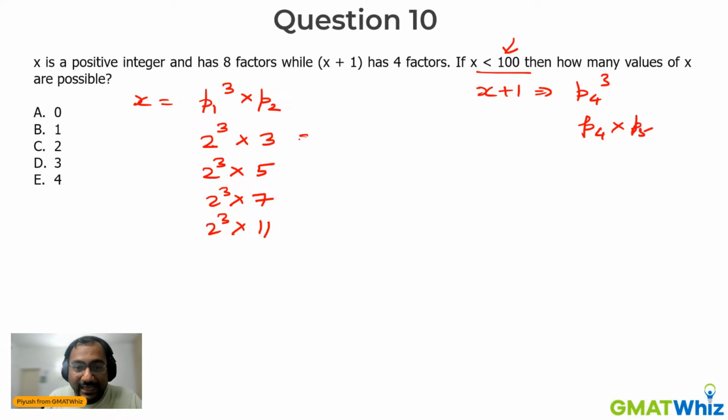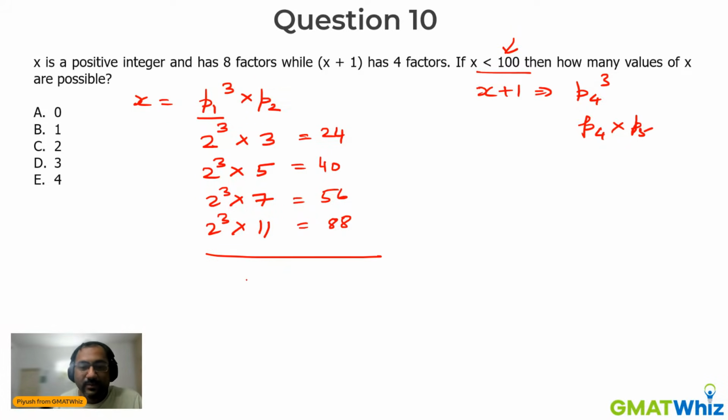So in the first case, x will be equal to 24. Second case, x will be equal to 40. Third case, x will be equal to 56. And the fourth case, x will be equal to 88. Okay. Now, I don't recommend checking for x plus 1 right away and eliminating the answers. I would say write down all the possibilities of x first, and then we will eliminate which ones are fitting for x plus 1 also. Okay. So I've tried with p1 as 3, p1 as 2.